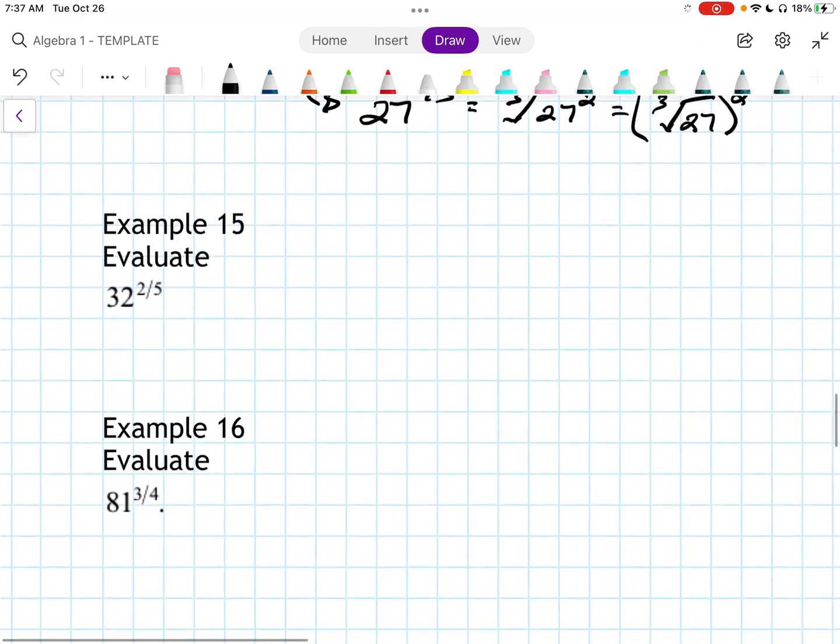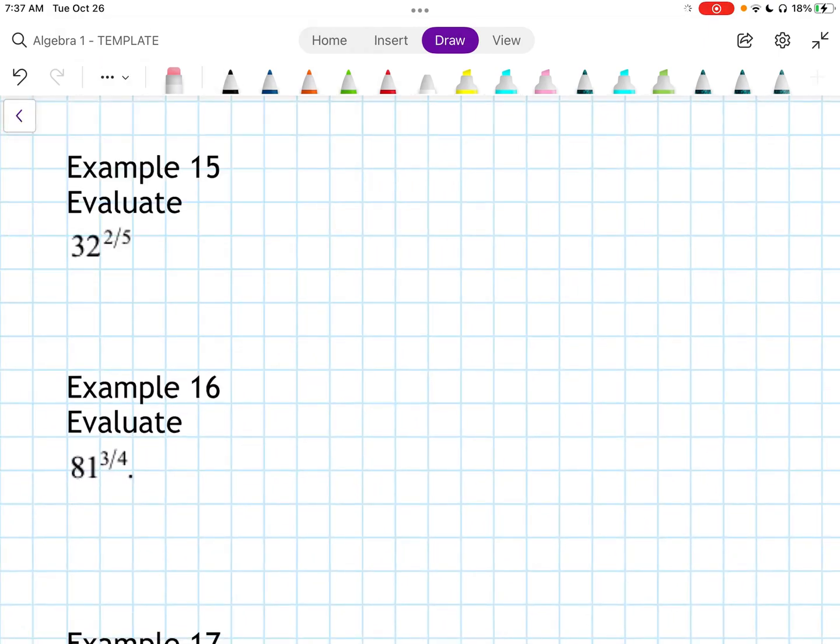All right, example 15. The 32 to the 2 over 5 is going to be the fifth root of 32, and I'm going to put the squared on the outside of it. As you do these problems more often, you'll end up seeing where you want that square to be. The fifth root of 32 is 2. And then we have squared, right? So this whole piece turned into 2, and then I just carried the exponent out. 2 squared is 4.